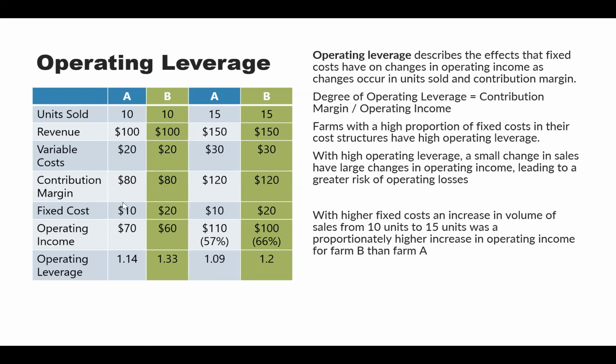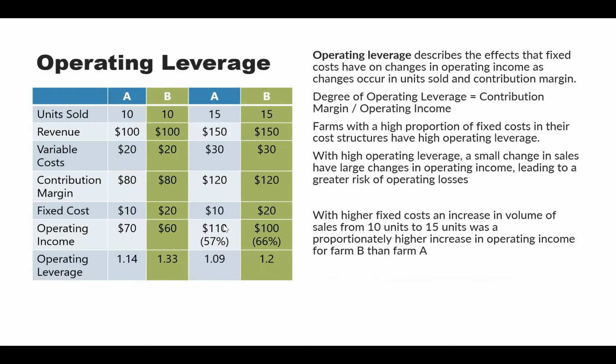Let's just say farm A doesn't have as much debt. Maybe they don't have as much equipment that they're carrying. So for some reason they have lower fixed costs than farm B. So the operating income from farm A is higher than farm B, and I think that's fairly intuitive. But you can also see they have different operating leverage because farm B has this higher fixed cost. So let's just say that they sell 5 more units.